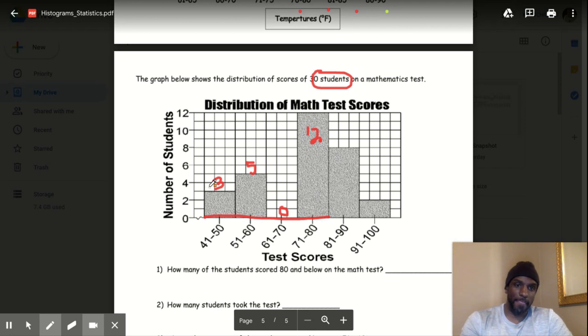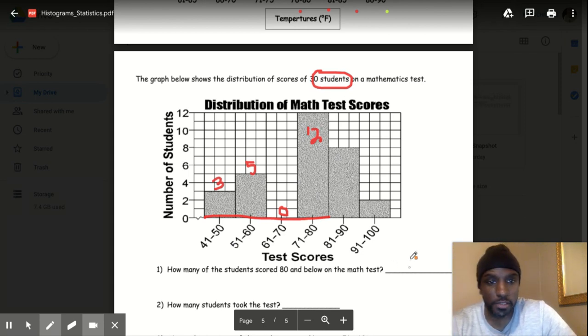What did you get? Think about it. You should have got 20. So there were 20 students that scored 80 or below on the test.